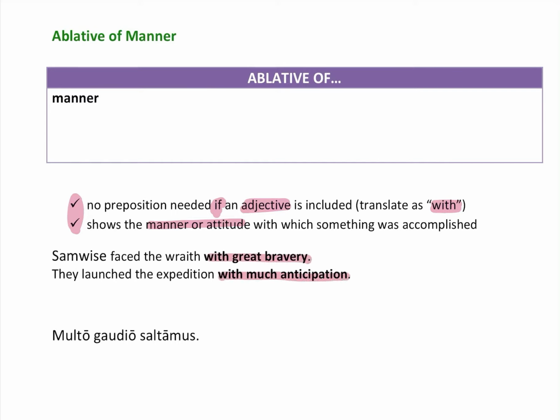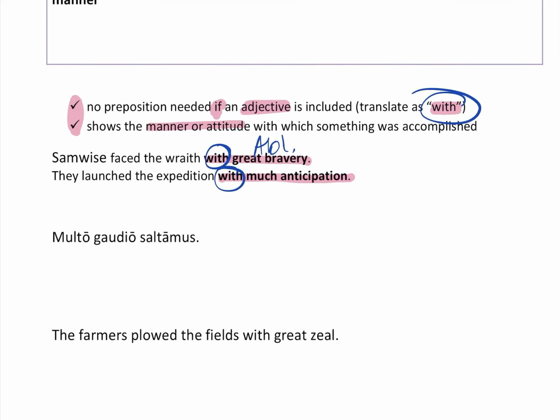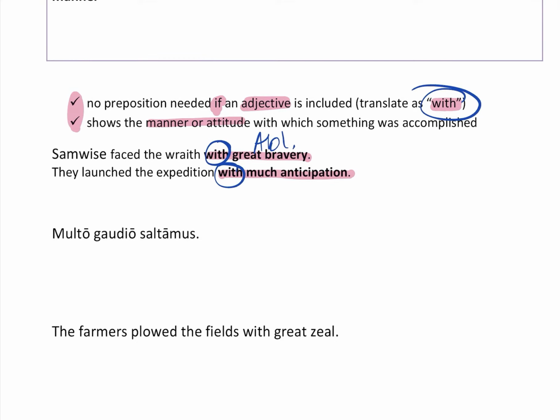Again, I have done the ablative up in bold here. Samwise faced the wraith with great bravery. How did he accomplish facing the wraith? With great bravery. That's his attitude. His attitude was brave. They launched the expedition with much anticipation. What was their attitude? Very anticipatory, right? Or in an anticipatory manner. Both of those would be in the ablative, and you see you've got that with right here, which is what we're translating. So let's do one in Latin and one in English and see how this works.